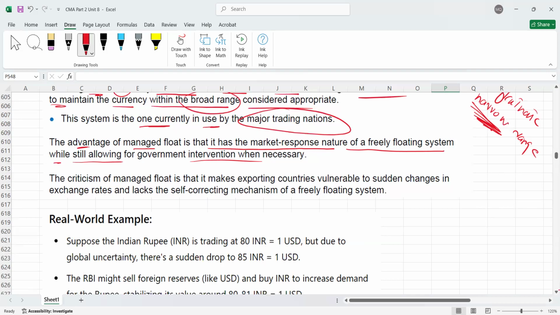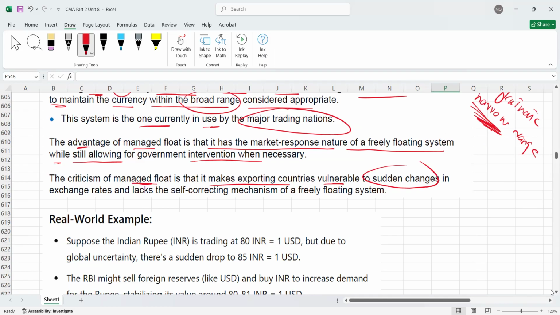Right? So here, what is the criticism of the managed float? The criticism is that it makes exporting countries vulnerable, especially those countries who are doing trade with you. For them, risk is high. Especially those countries who are selling goods to you, or even those who are importing goods from you, any country doing trading with you. It is more risky for them, because the exchange rate may change suddenly due to demand and supply, and they may have losses on their transactions. So this is the criticism.